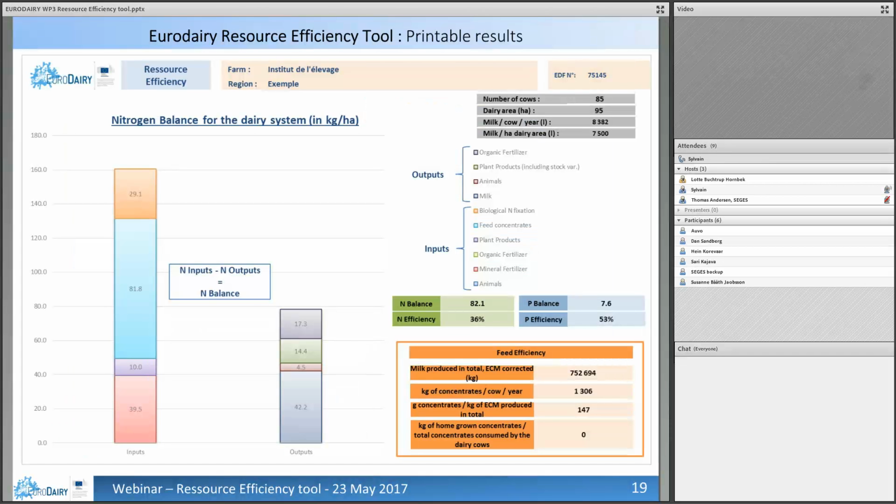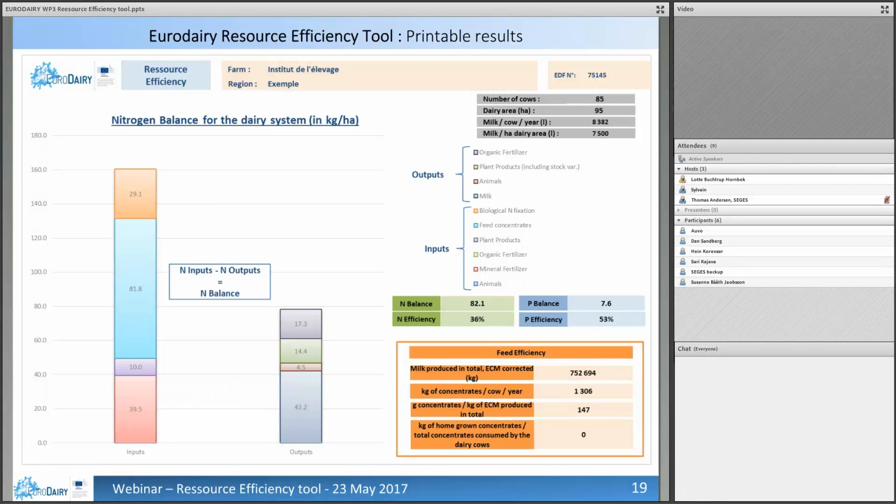But you can find all this information in the second sheet in the tool, where you have all the information. You have a graph presenting the nitrogen balance for the dairy systems. So you have on the left side the input. All the information is expressed in kilogram per hectare.